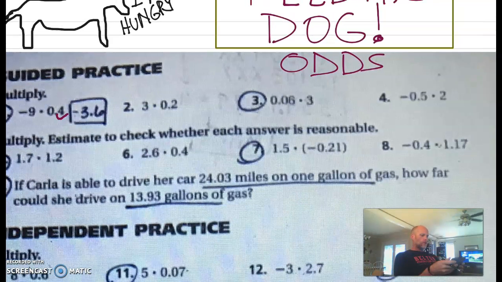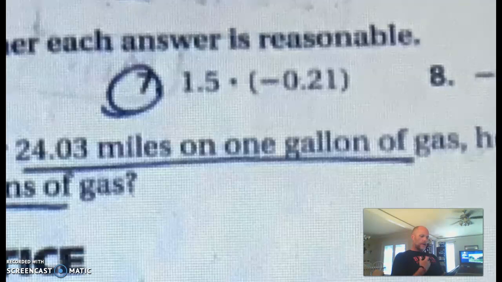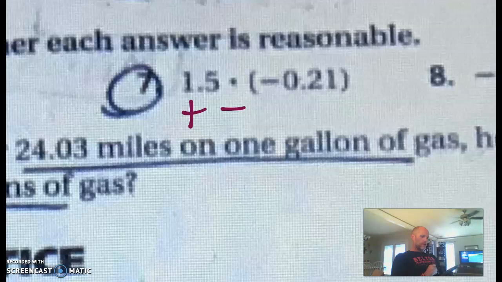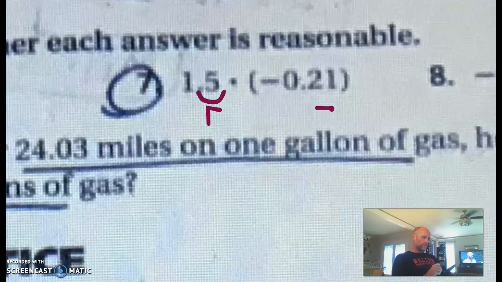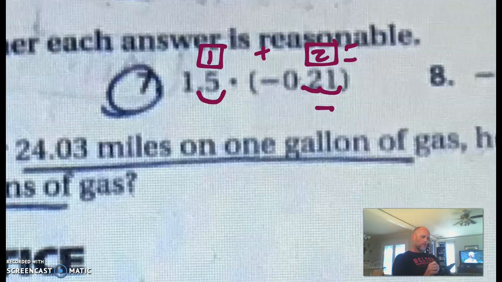Let's go to number 7. Number 7 is a positive times a negative. So our signs, positive times a negative, looks like they got hit in the face, so they're feeling a little sad. Okay, so the answer is going to be something negative. Okay, we are going to see how many decimal places we have. There's 1. I'll write it up above because I'm going to run out of space. And right here, 1, 2. Put those together. There's going to be 3 decimals in our answer.